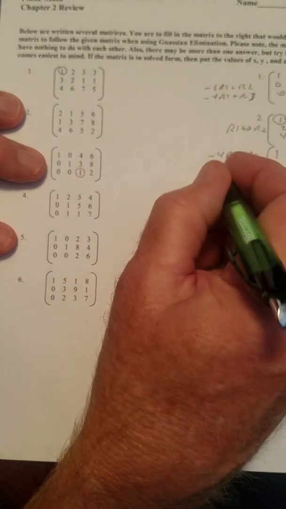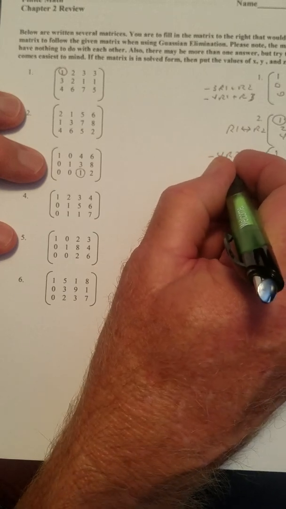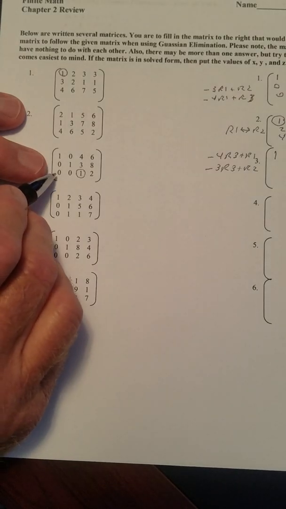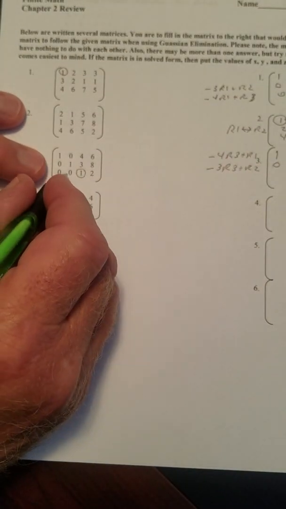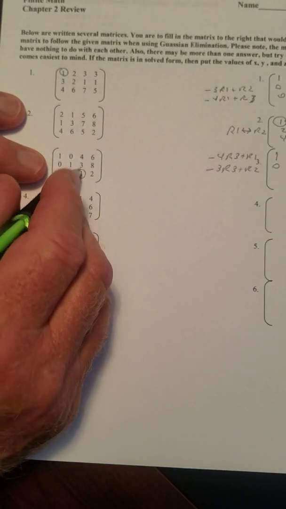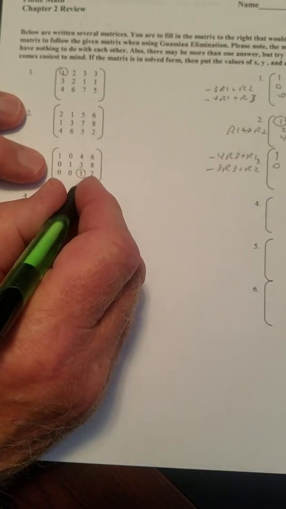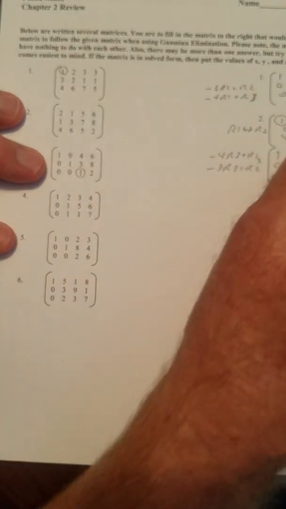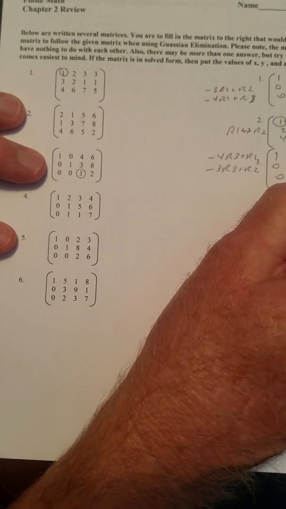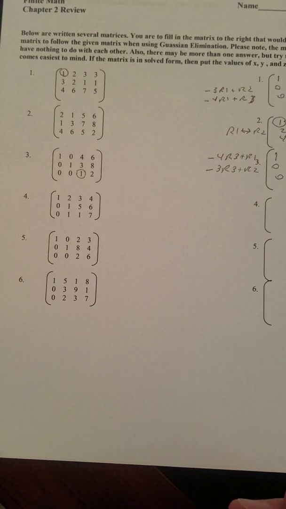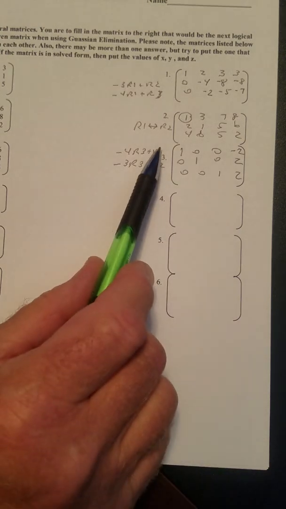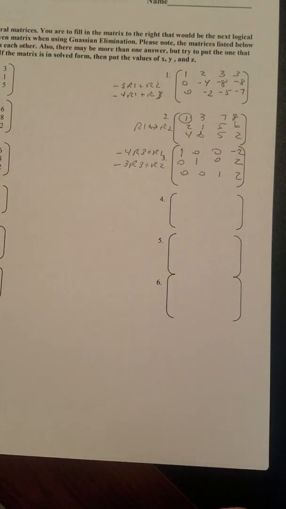To get a 0 here, we're going to take -3 times row 3, add it to row 2. -3 times 0 is 0, plus 0 is 0. -3 times 0 is 0, plus 1 is 1. -3 times 1 is -3, plus 3 is 0. -3 times 2 is -6. -6 plus 8 is 2. And of course, the last one stays the same. I said this before, but just a side note, you never do more than 2 rows at a time. Can't do all of them.